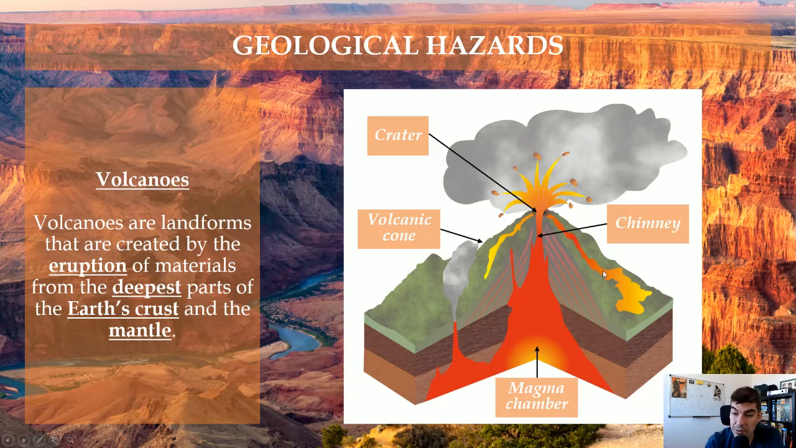The parts of the volcano are the magma chamber, la cámara magmática, the chimney, la chimenea, which is the way that the magma goes through until reaching the surface, the crater, which is the hole where the materials are thrown to the surface, and the volcanic cone, which is the little or big mountain that is formed after these materials cool down. Okay, very easy one.